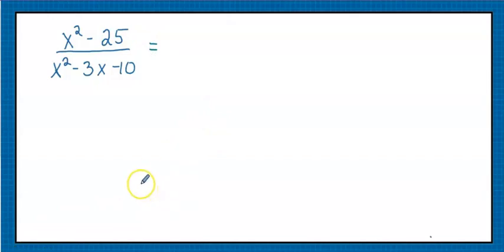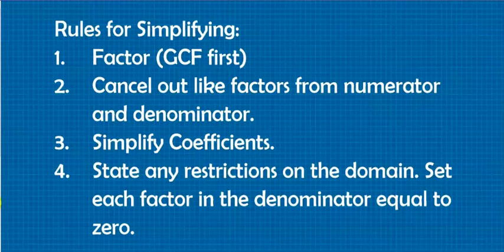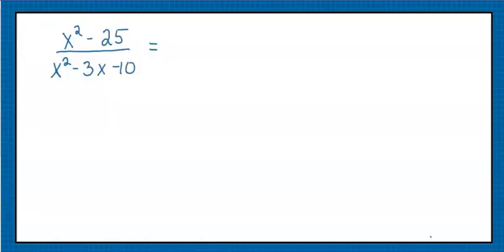So what was the first thing it said in our steps? It says factor GCF first. Well, that means find if there's a GCF, or greatest common factor, for x squared and -25, we want to factor that out first. Well, obviously there isn't. I mean, there is, it's 1. But if it's anything other than 1, we want to factor that out. Same thing for the bottom. If all of these were divisible by 2, we would take that 2 out first. We don't have that in this case. So the next thing we do is we factor the numerator and we factor the denominator.